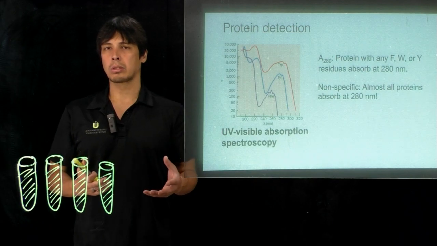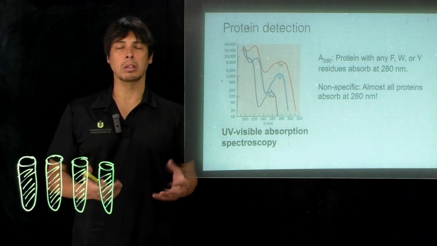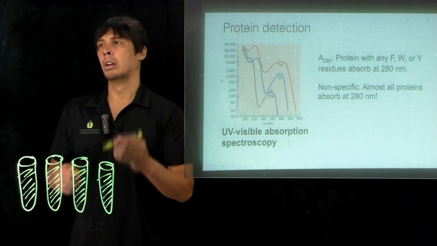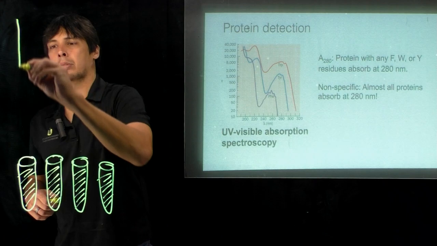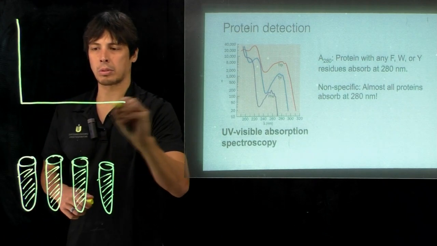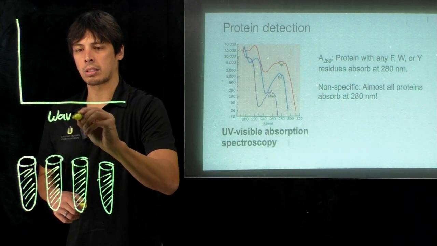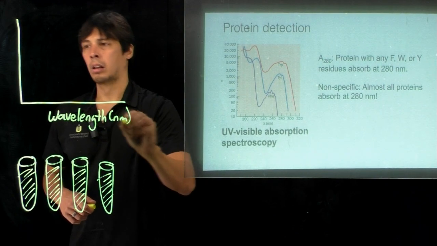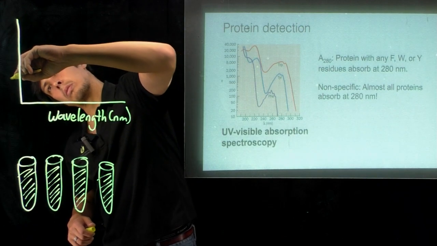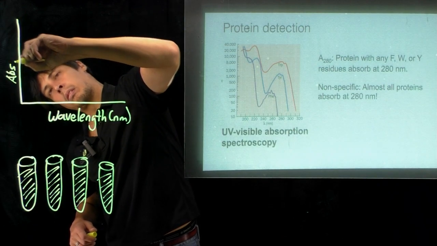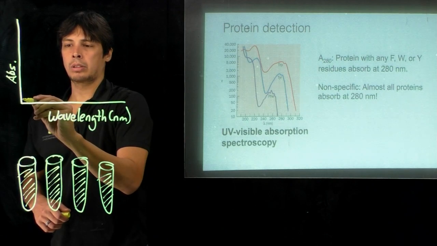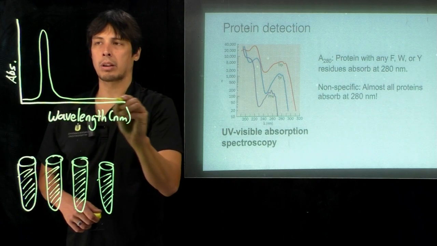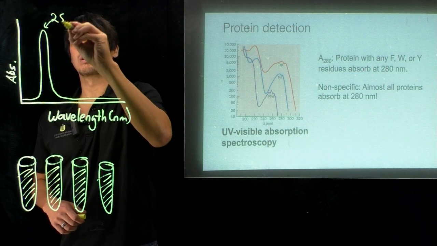And so the more of those aromatic amino acids that are in the protein, the larger the absorption will be in that area. And so what you usually end up with for a lot of proteins is a UV-vis absorption spectrum where the x-axis is wavelength and the y-axis is absorbance. What generally happens is there's a large peak, for instance, centered around 280 nanometers.